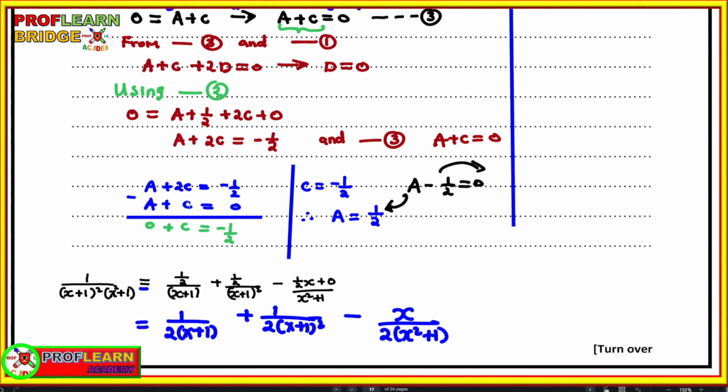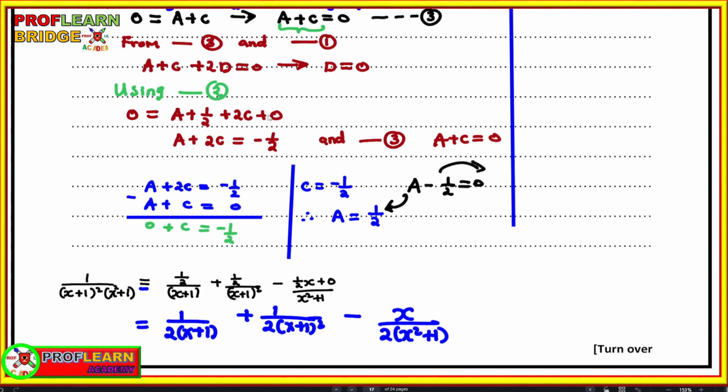We can now subtract the two equations. Then we're going to have 0, a cancelling out. We end up having 2c minus c, we get c, minus a half minus 0, we get negative a half. So we are going to have c equals to negative a half. Yeah, you can see c is negative a half.